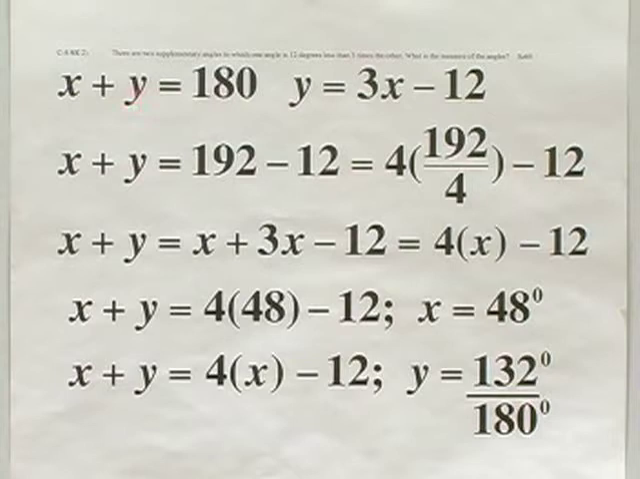Angle x plus angle y equals 180. Supplementary means the 2 angles add up to 180 degrees. Complementary means the 2 angles add up to 90 degrees. So we have 180. Here's the second equation. Y is equal to 3 times the other, 3 times x. 12 degrees less than means minus 12.